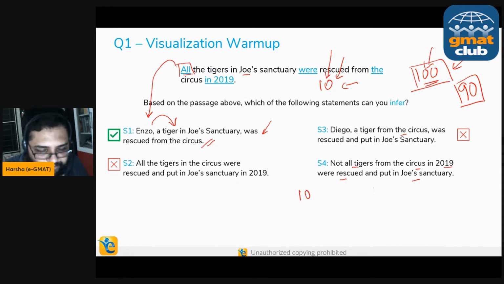All 10 of them were rescued from the circus in 2019, and maybe the circus had only 10 tigers. So the circus had 10 tigers, and all 10 of them were rescued and put in Joe's sanctuary in 2019. So can you confidently say that not all tigers were rescued? Maybe, maybe not. You have no idea. And this is what makes statement 4 not a valid inference. You cannot say with 100% certainty that not all tigers were rescued. For all we know, each and every tiger was also rescued.